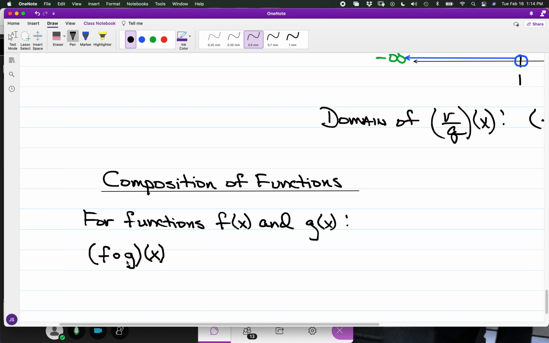This can be left open, so some might call this f o g of x. Here you have f and g separated by this circle, and you have x, and this is going to be read verbatim: f composed with g of x.